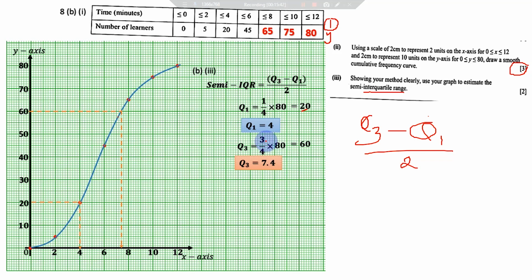Now I have Q3 and Q1, and I'm going to subtract them. So 7.4 minus 4, divided by 2. 7.4 minus 4 is 3.4. When you divide 3.4 by 2, you get the final answer of the semi-interquartile range as 1.7. All of this is supposed to be shown on the graph paper so that you don't lose your marks.